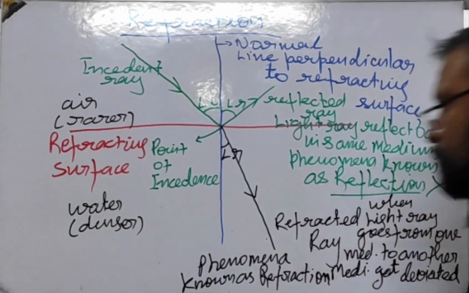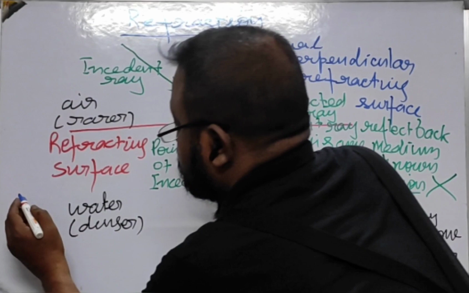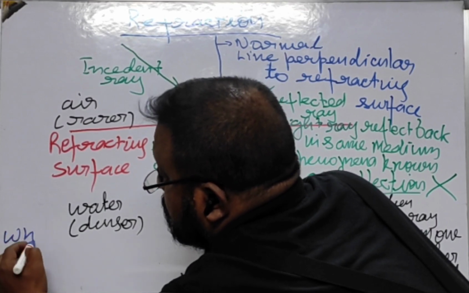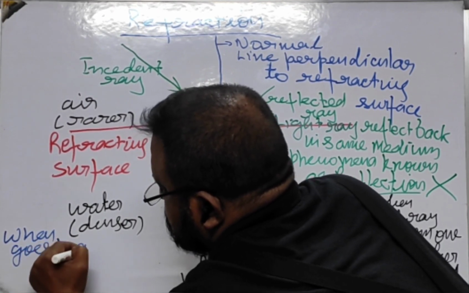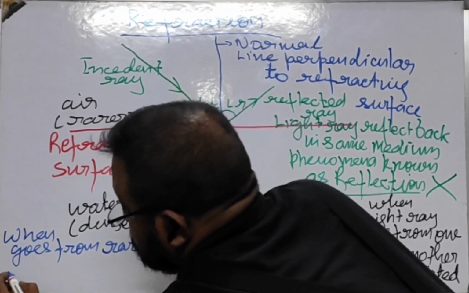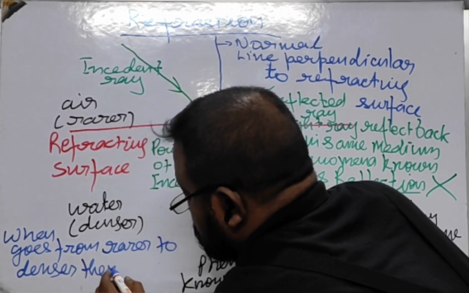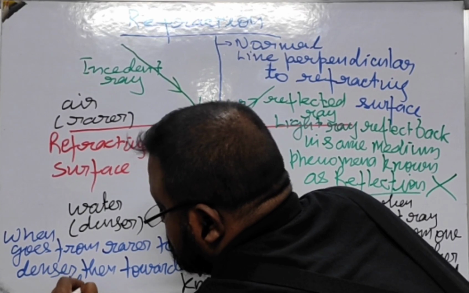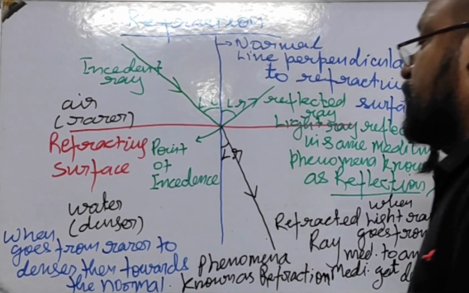Okay. So फिर क्या इसमें क्या है कि when it goes from rarer to denser, then it bends towards the normal, right? Towards the normal.